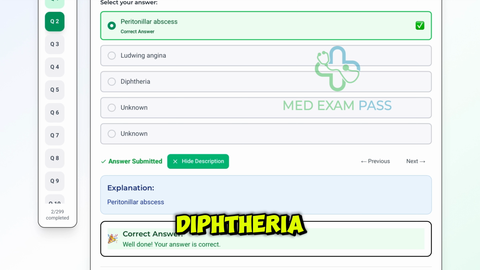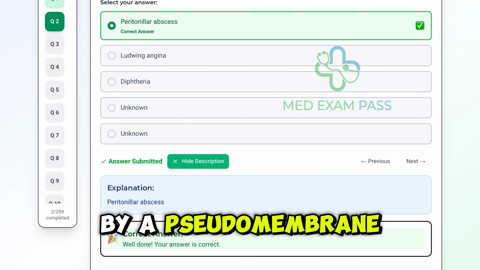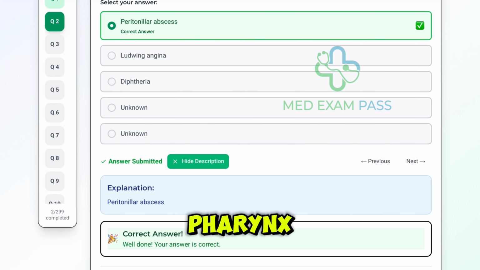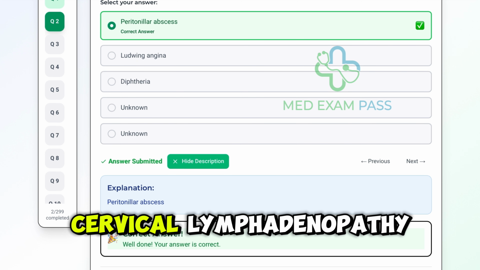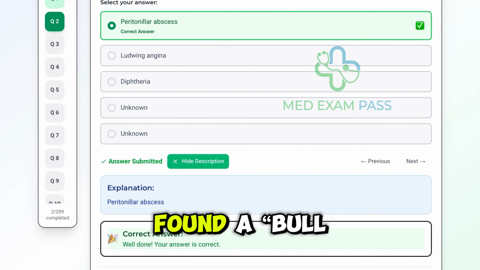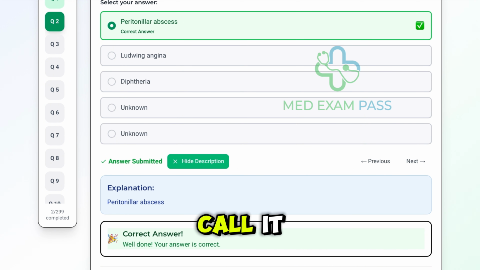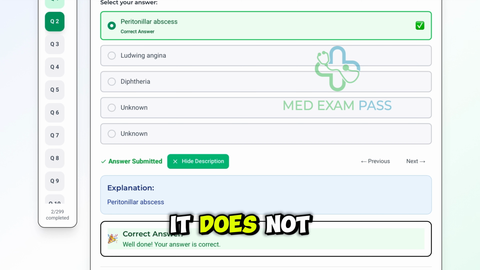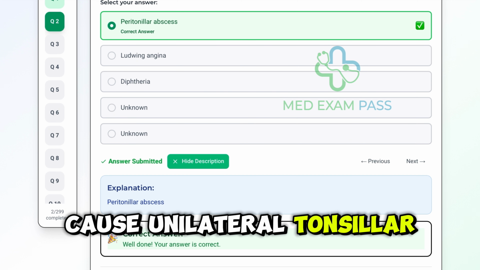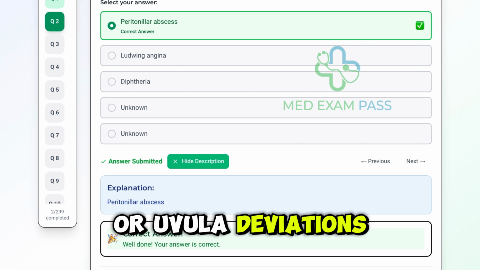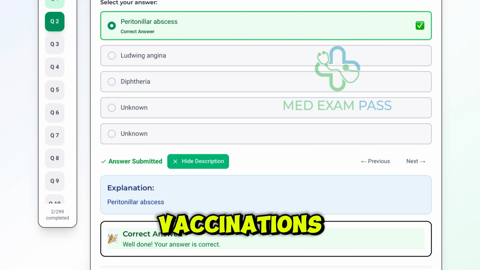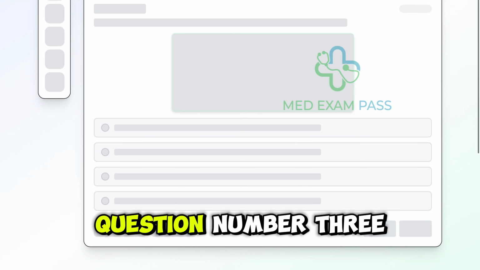What about diphtheria? It is characterized by a gray pseudomembrane adherent to the tonsil and the pharynx. Along with cervical lymphadenopathy, we can find a bull neck, as we call it. It does not cause unilateral tonsillar swelling or uvular deviation. But diphtheria is very rare because of vaccinations. Okay.